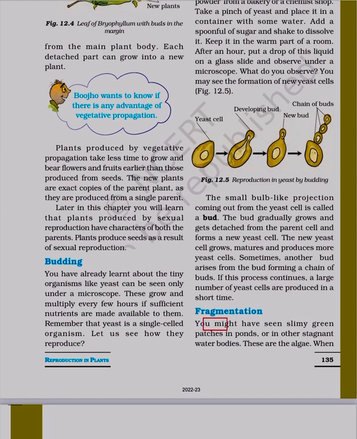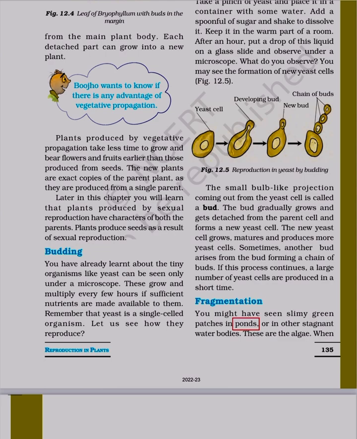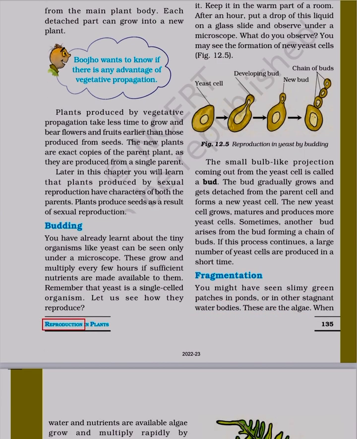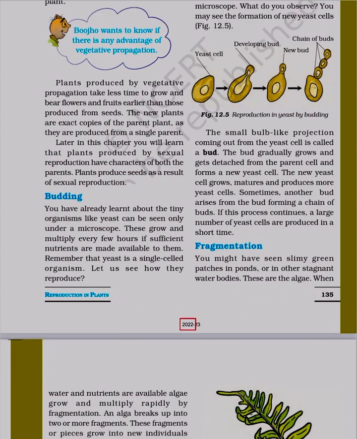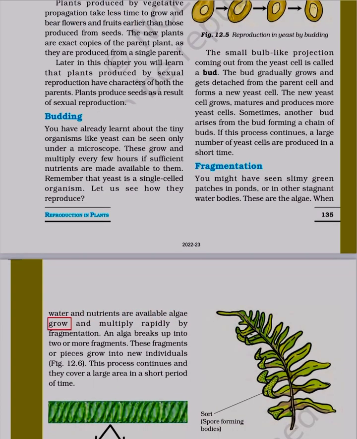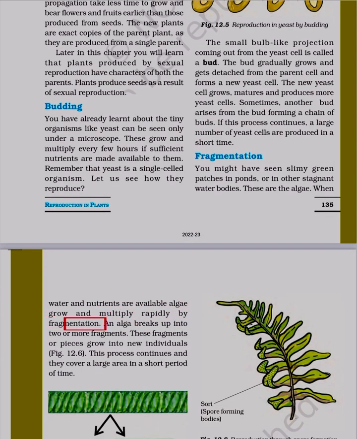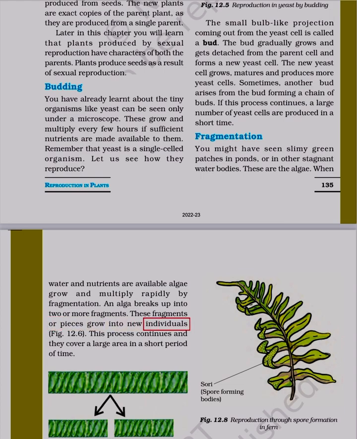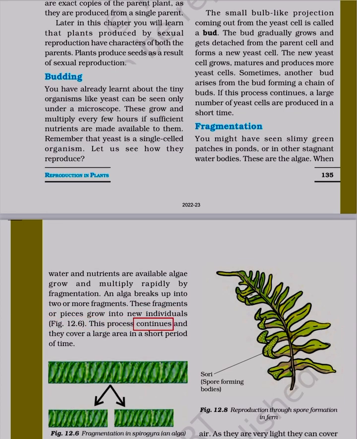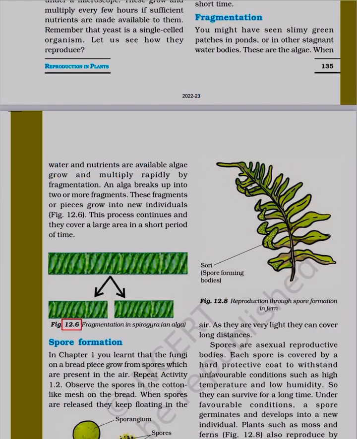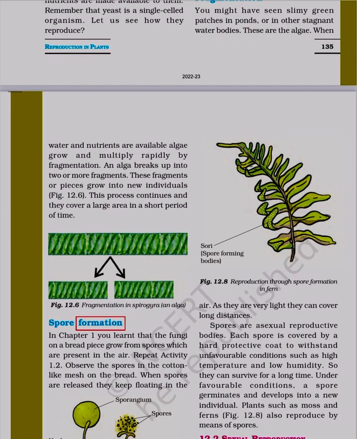Fragmentation. You might have seen slimy green patches in ponds, or in other stagnant water bodies. These are the algae. When water and nutrients are available, algae grow and multiply rapidly by fragmentation. An alga breaks up into two or more fragments. These fragments or pieces grow into new individuals. Figure 12.6. This process continues and they cover a large area in a short period of time. Figure 12.6 Fragmentation in spirogyra and alga spore formation.